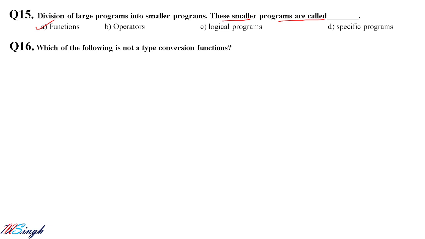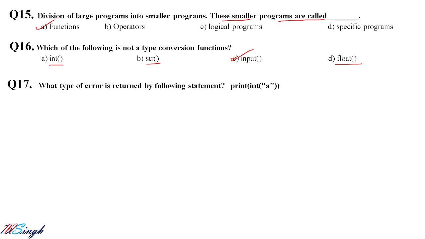Okay, this is a definition of function. Which of the following is not a type conversion function? So there you have int for integer conversion, that is called integer constructor, string for string conversion, float for floating point conversion. But input function is used to take the input from the standard input stream, that is keyboard. So this is not a type conversion function.